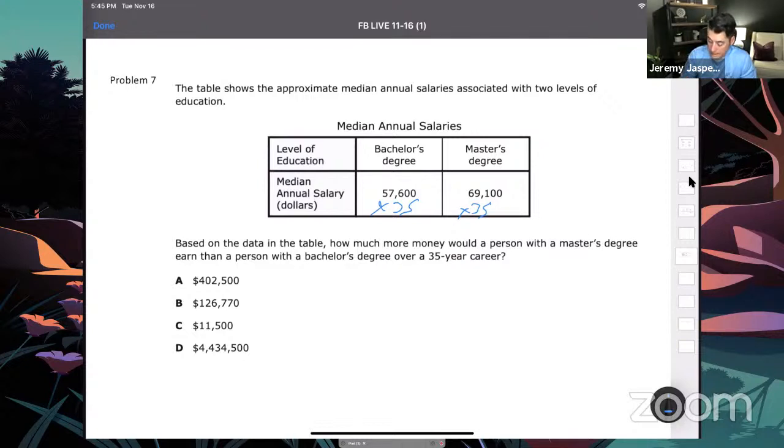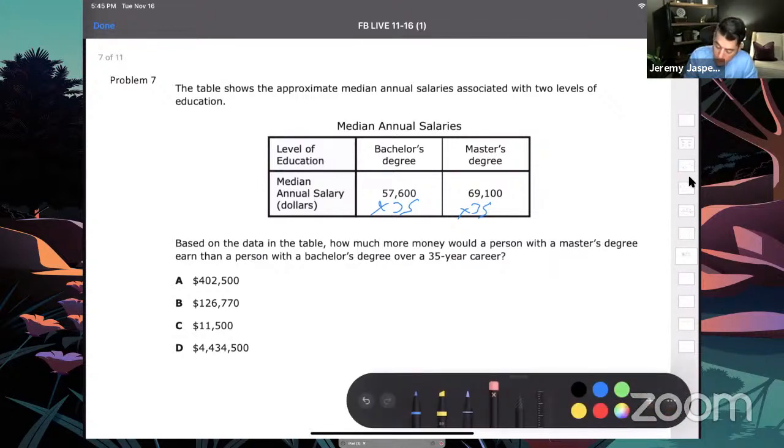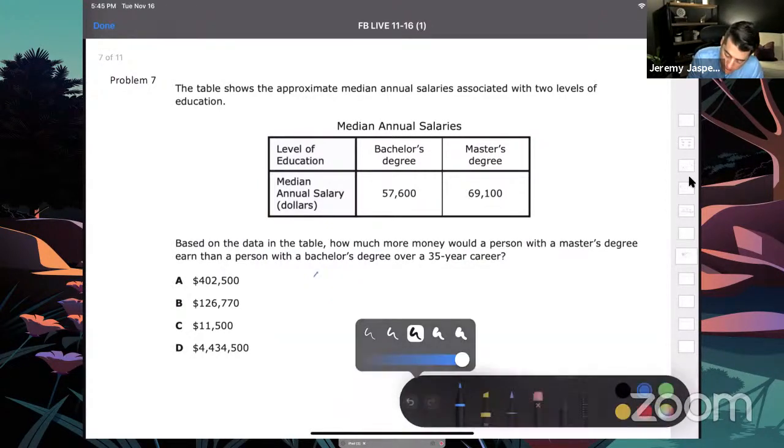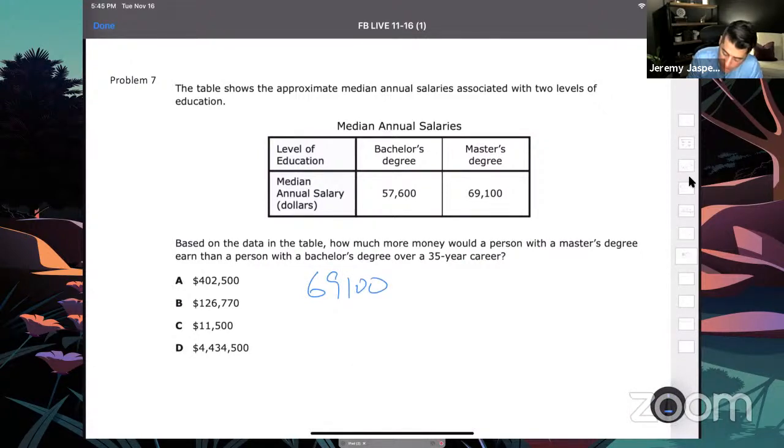So let's just think logically here. If I know these are my salaries, let's take the 69,100 and subtract 57,600, and we will get the difference in our salaries. Okay, makes sense. Pretty straightforward. 69,100 minus 57,600, and we get $11,500.